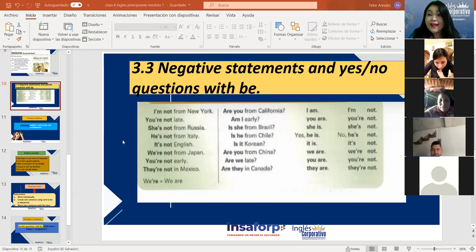Estas son las respuestas a estas preguntas. Les están dando las dos posibilidades. Either positive, which is affirmative, or negative, right? Tenemos esas dos. Pero veamos qué más se nos dice de este tema. Veo que están tomando notas algunos. It's okay, pueden hacer.